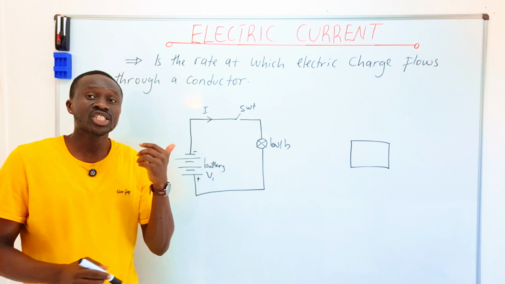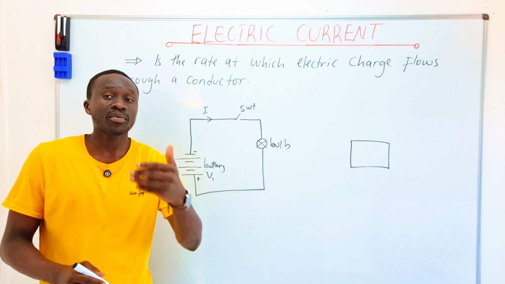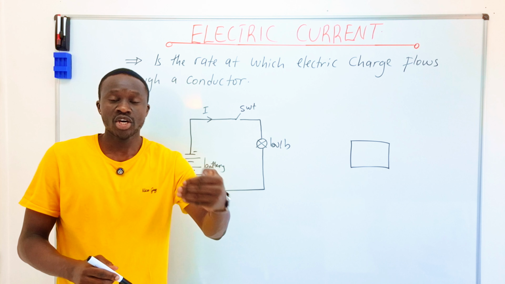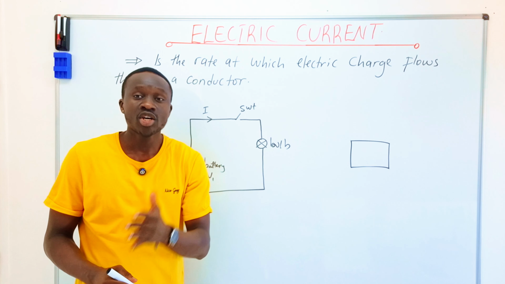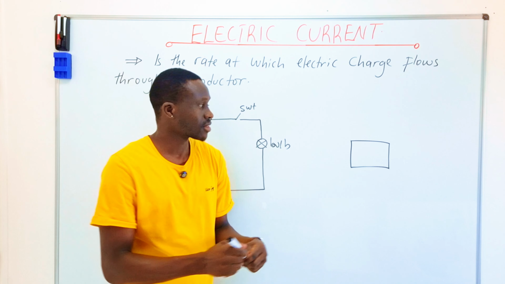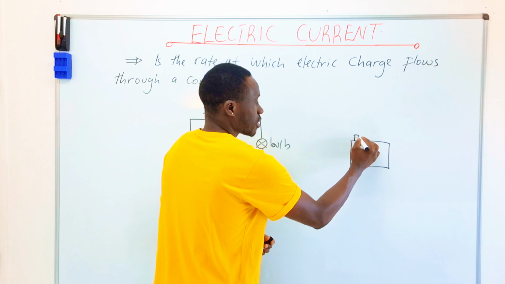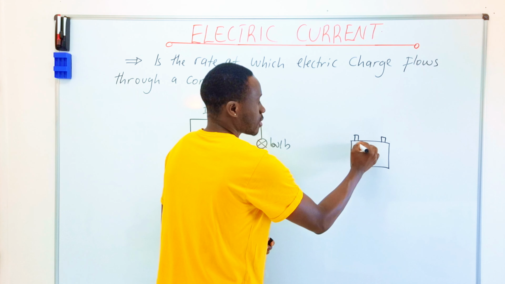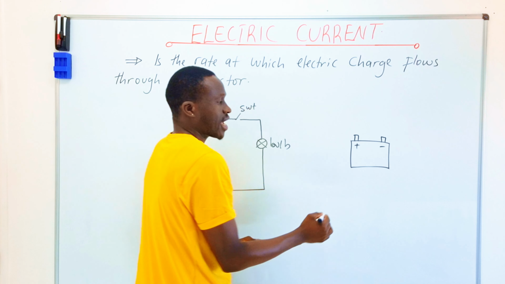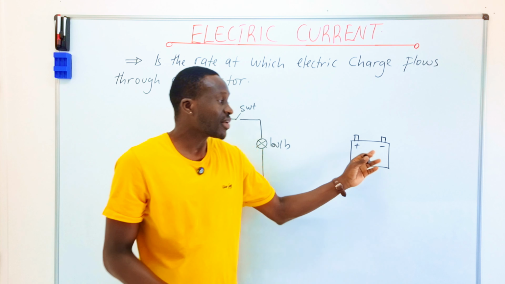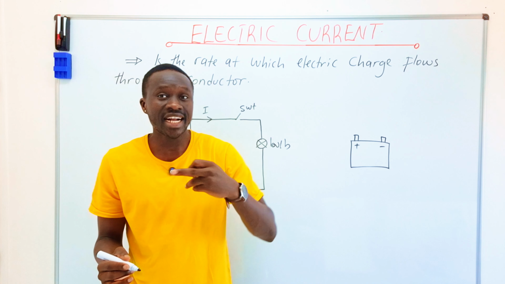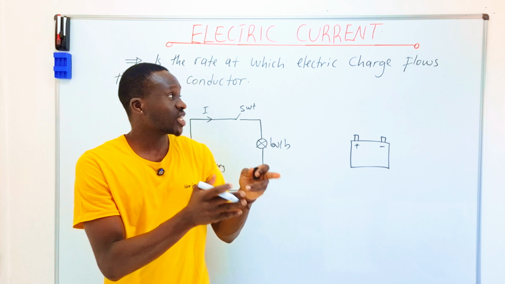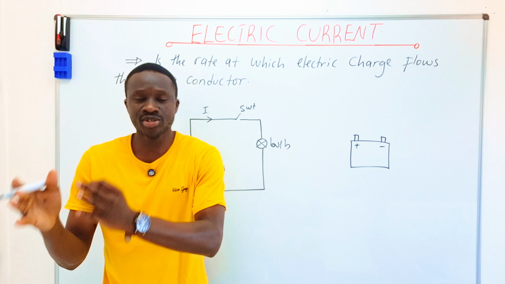Electrons are the ones which move from the battery, from negative charge to positive charge. If this is the battery, positive, negative, current, electric current, electric charge or electrons.